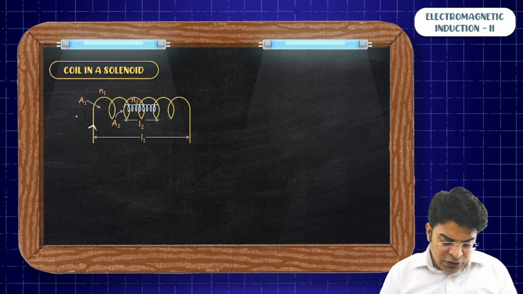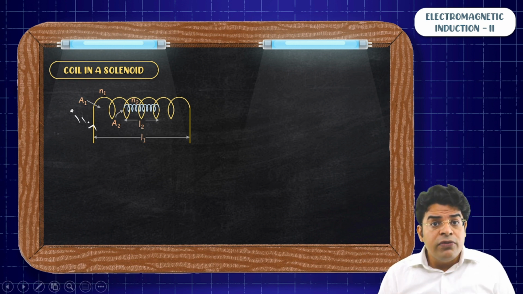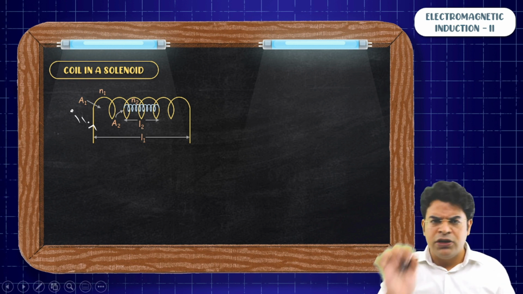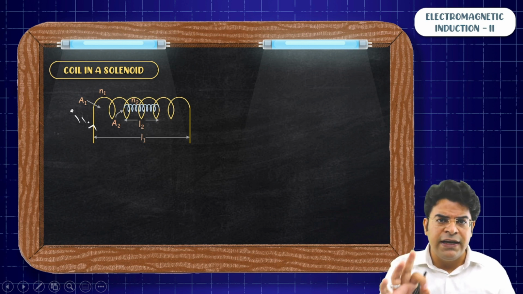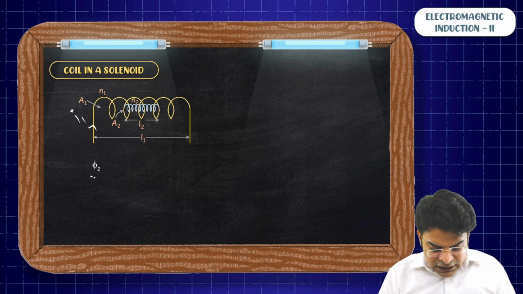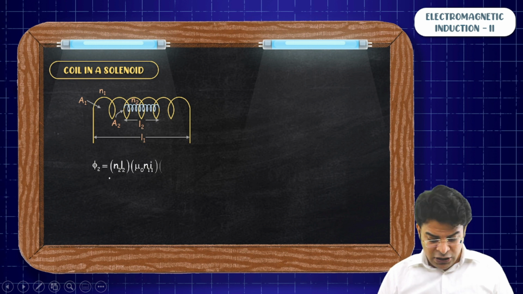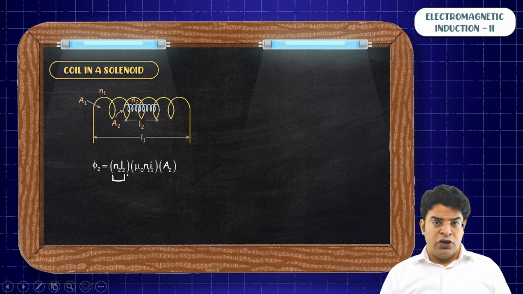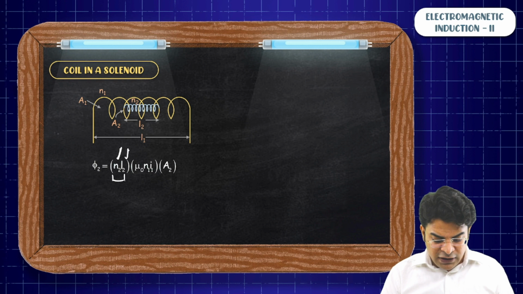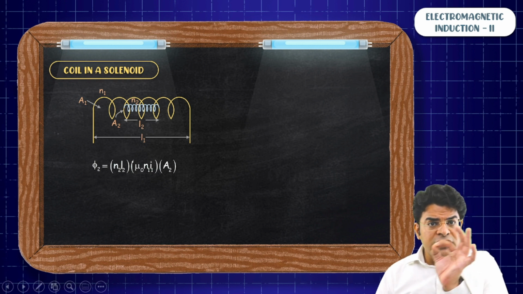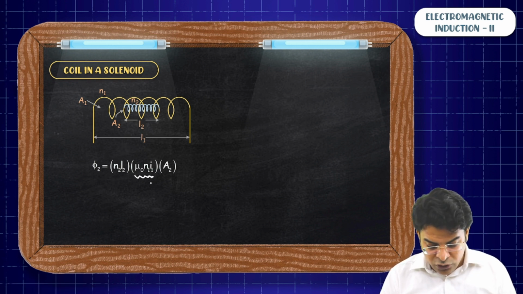What to do? Assume some current I1 flowing in the bigger solenoid. And due to the current in this bigger solenoid, you can find out the flux linked with the smaller solenoid. You will say that the flux linked with the smaller solenoid will be nothing but the number of turns in the smaller solenoid, which is the number of turns per unit length multiplied by length, times the strength of the magnetic field, which is mu naught N1 I1.